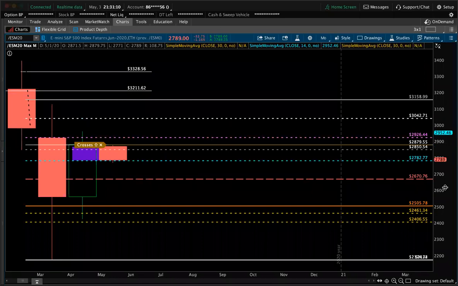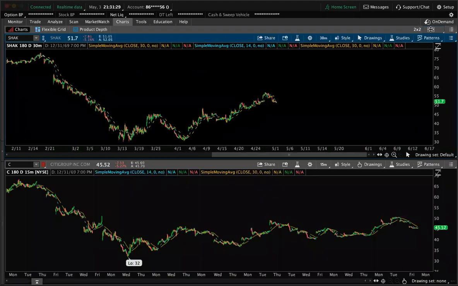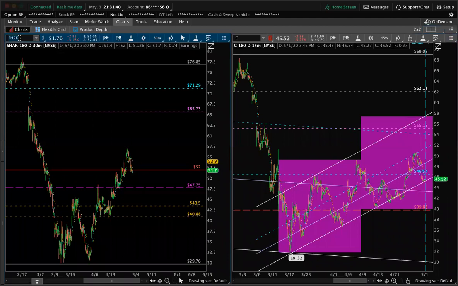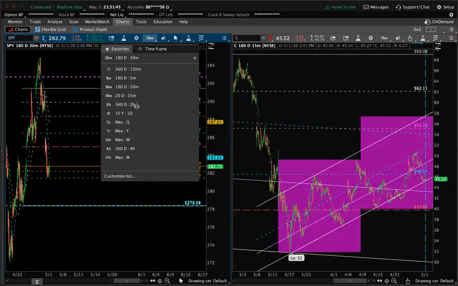ES. I'm also going to go to SPY, because SPY actually makes the most sense here. So give me a second. All right, perfect. So here we've got ES. Let's get SPY here actually. Let's do a side by side, 2 by 2. Change this up a little bit. There we go. I'll do SPY. Gotta get that monthly showing.